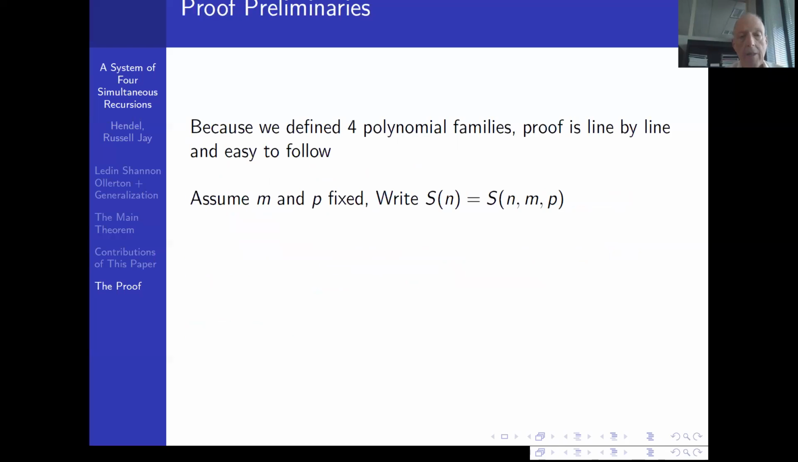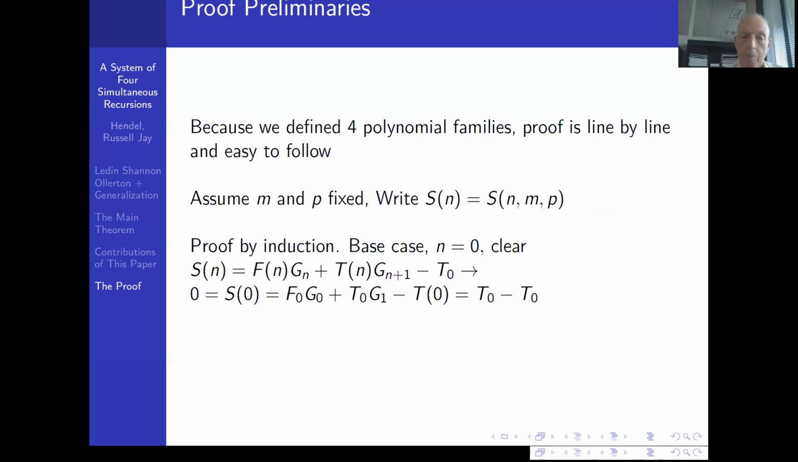Okay, let's go to the proof. And I again emphasize, because we define 4 polynomial families, the proof is line by line and easy to follow. So let's assume M and P fixed. I'm going to write Sn instead of S M,M,P.